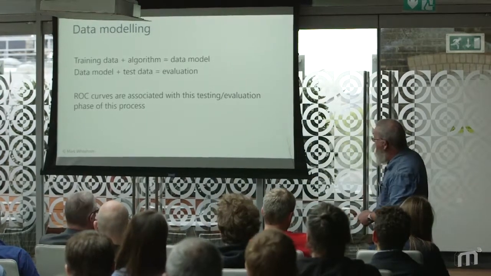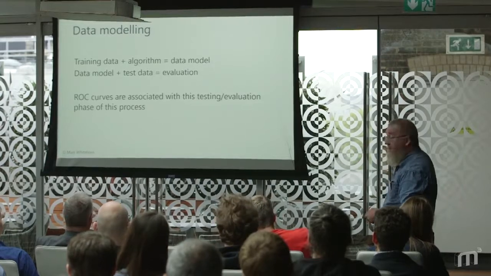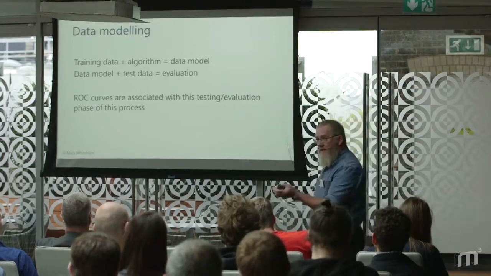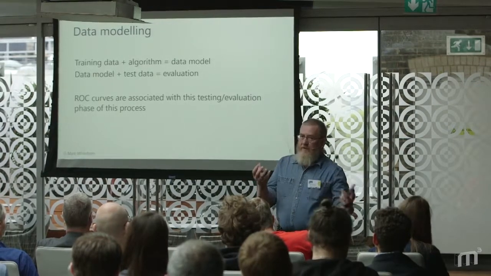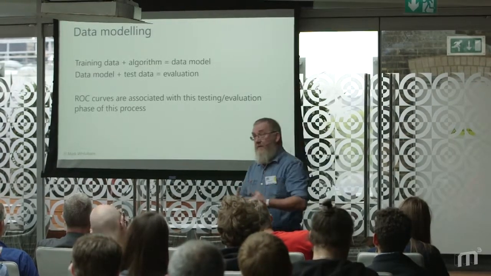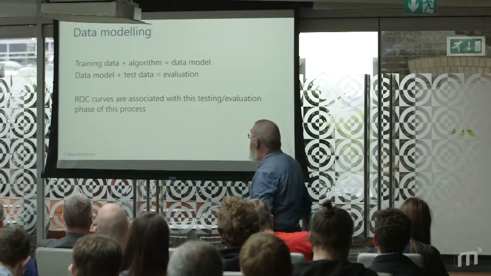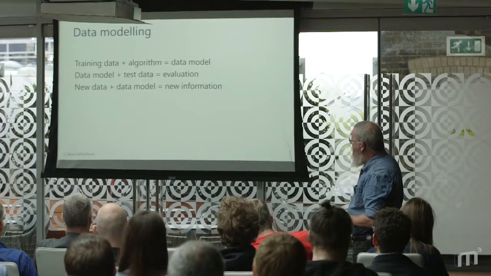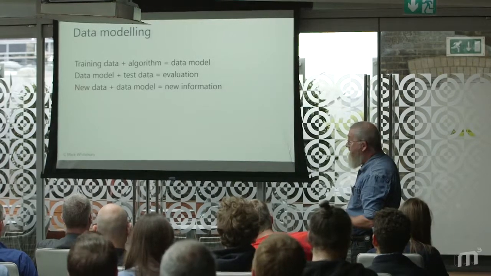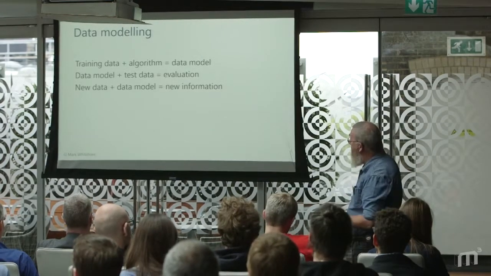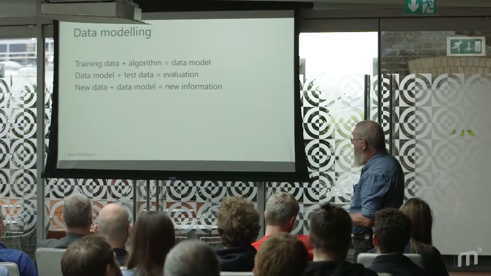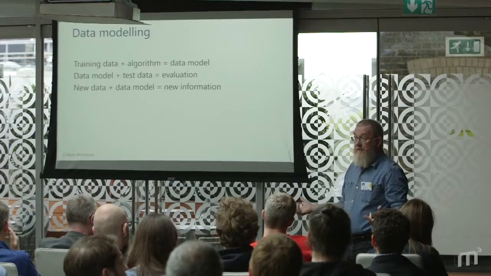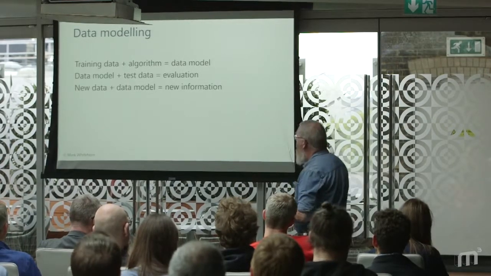So ROC curves are associated with this testing phase, where we are seeing how good it is. We've got a data model, we've got a set of rules, we've got some data where we know the answer, and we stuff A through B, and we can check it. And just to follow that up, we're not doing all of this for fun. In the end, we want to take some new data where we don't know whether it's fraudulent, apply the data model, and that gives us new information. This is honest, this is dishonest. So we're interested in this testing phase.